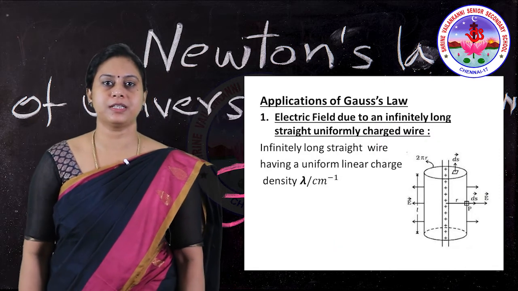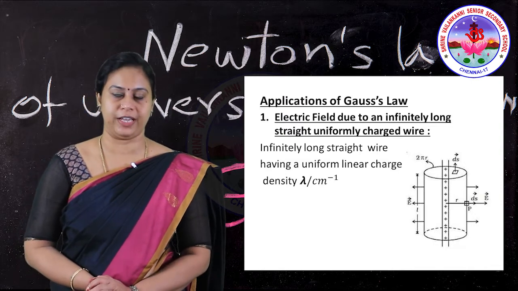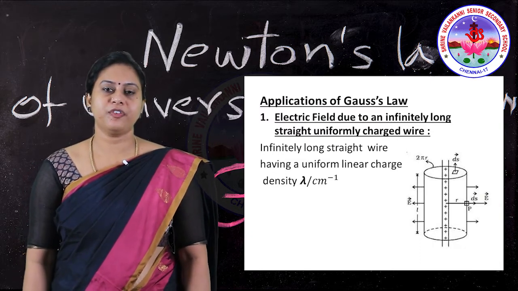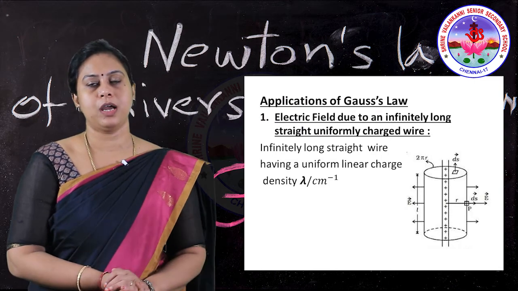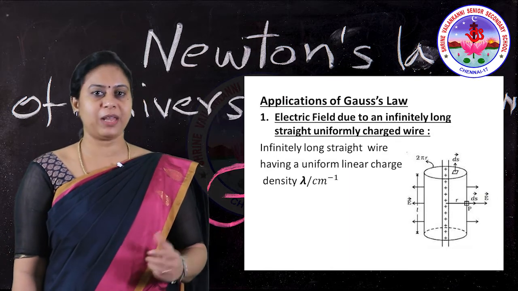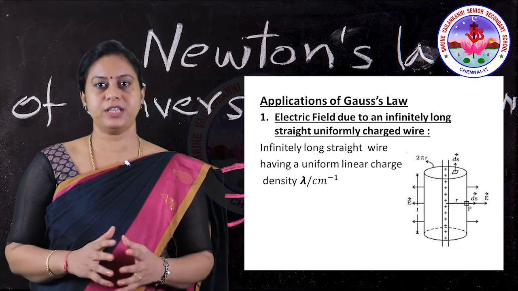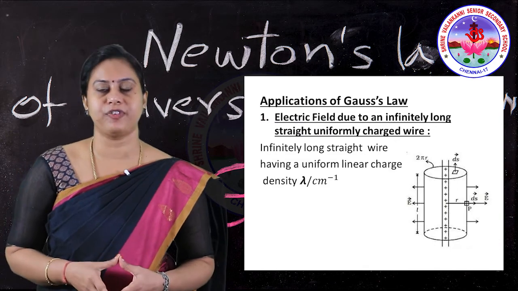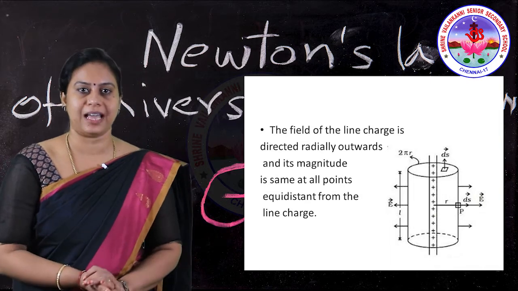Application of Gauss law, that is electric field due to an infinitely long straight charged wire, for that the linear charge density is lambda per centimeter. See, the field of the line charge is directed radially outward and its magnitude is the same at all points equidistant from the line charge. To determine the field at a distance r from the line charge, we can choose a cylindrical Gaussian surface of radius r, length L, along its axis.